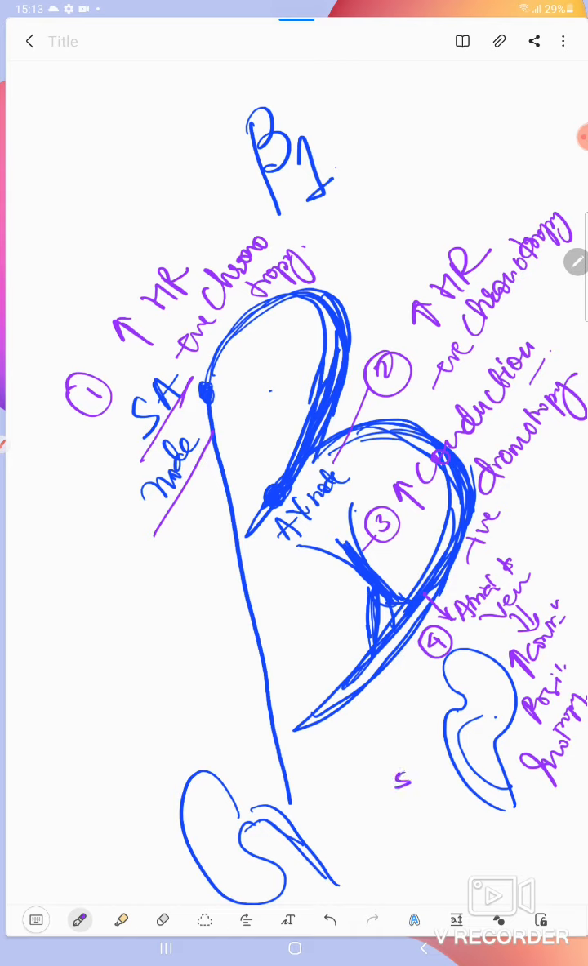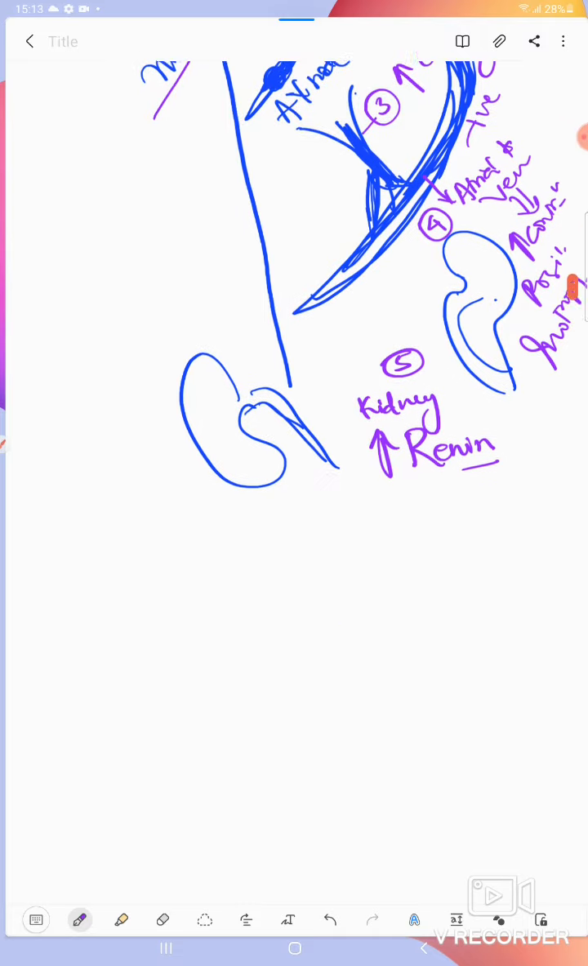Now the fifth place, that is the kidney. So in kidney, what it does, it increases the renin release. As you remember, the alpha 1 receptors are also present in the kidney, but they decrease the release of renin. So this is all about the beta 1 receptors.